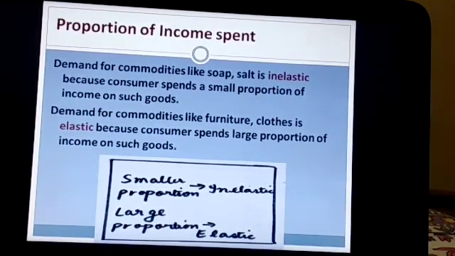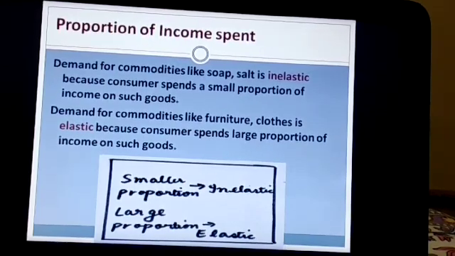Demand for commodities like soap, matchboxes, salt. On such commodities, a very small proportion of income is spent. So the demand is inelastic. The demand won't change much, because if the price of soap increases a bit or decreases a bit, the consumption or usage of soap will remain the same.